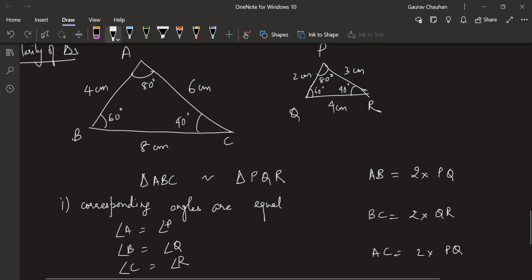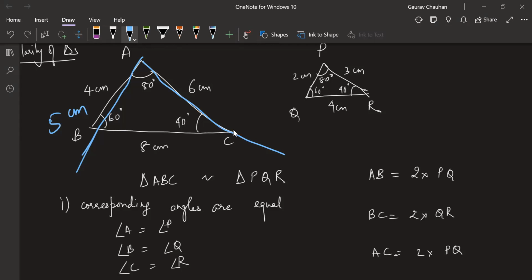It can be any number of times, because there could be another triangle here. I could draw another triangle which is, say, 5 centimeters here. It will be how much? 2 into 2.5, 3 into 2.5 is going to be 7.5 centimeters, and this could be 4 into 2.5, which is going to be 10 centimeters. This will also be similar, because it's going to end up having the same exact angles, 80 here, 60 here, and 40 here.